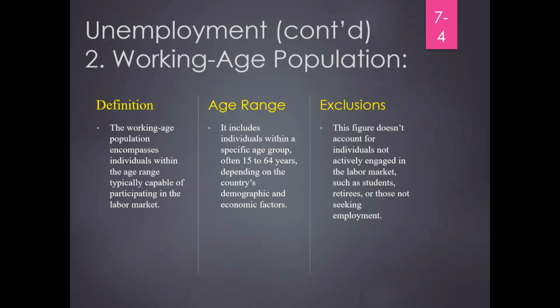Working age population. Definition: the working age population encompasses individuals within an age range typically capable of participating in the labor market. Age range: it includes individuals within a specific age group, often 15 to 64 years, depending on the country's demographic and economic factors. Exclusions: this figure doesn't account for individuals not actively engaged in the labor market, such as students, retirees, or those not seeking employment.